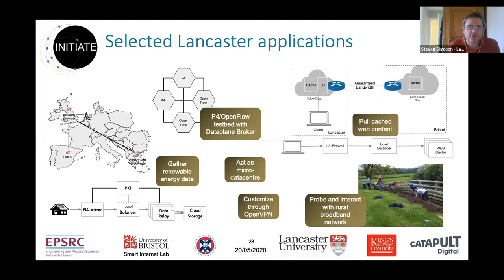You can use the compute resources generally as a micro data center, deploying application specific proxies and services for your geographically local user base. You can see in the bottom right there, this is the barn people laying their fiber, so there's a rural community broadband network there. That's a potential user base. And I said before, we can have probes in that network, so you can get data from there as well.